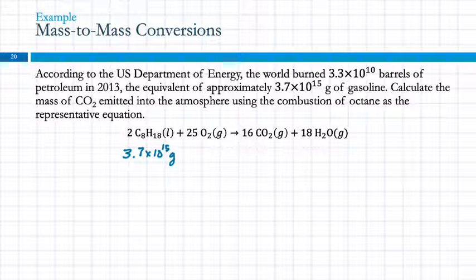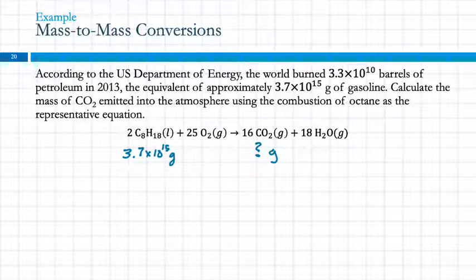And then what am I trying to find? The mass of CO2. So here's CO2. This is what I'm trying to find. This is what I don't know. I'm going to put a question mark there. And it says the mass. Well, what would be an easy unit? Grams? So I'm going to find grams of that. So this tells me what I'm starting with and what I'm ending up with.